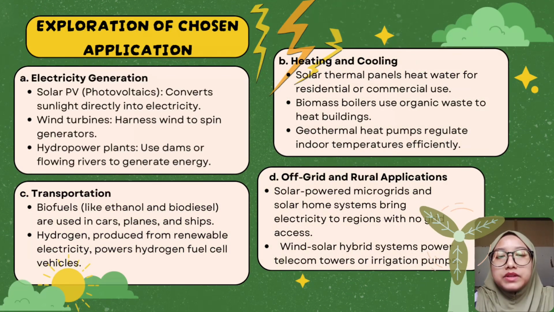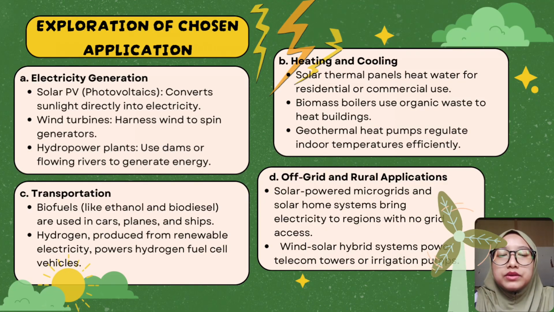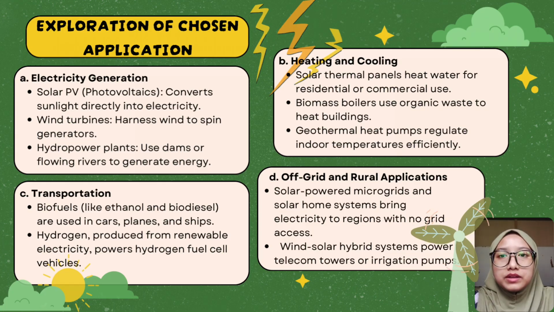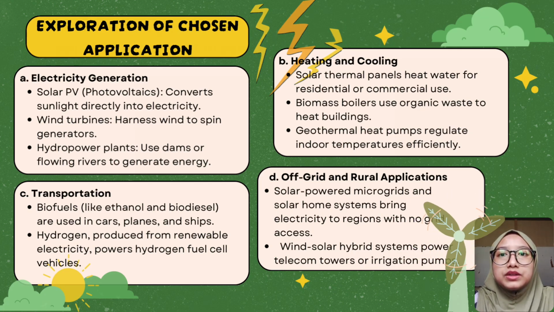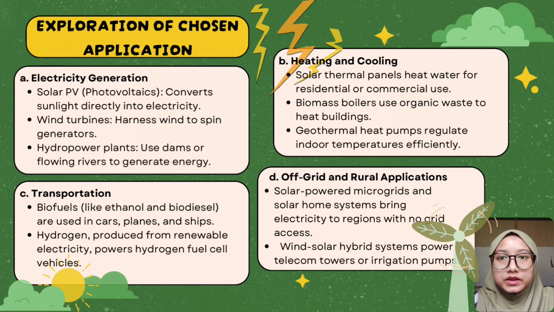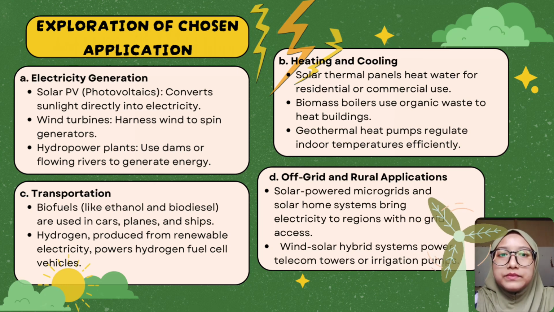Let us now examine the various applications of renewable energy in the modern context. First, we have electricity generation. Electricity can be generated from renewable sources in multiple ways. Solar photovoltaic systems convert sunlight directly into electricity. Wind turbines harness wind energy to rotate a generator. Hydroelectric power plants use the kinetic energy of flowing water, typically through a dam or river, to generate electricity.